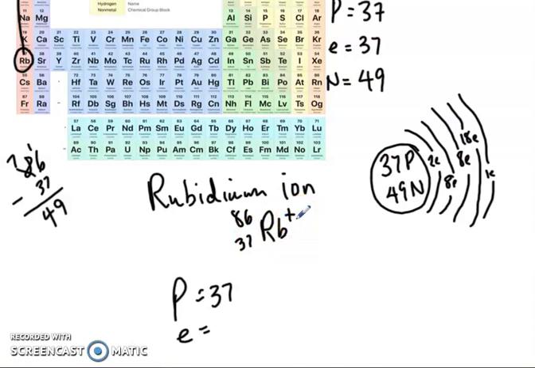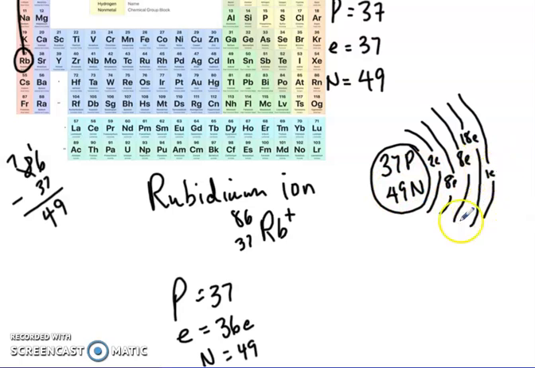You can go look in your notes to double check that, but it has lost an electron if it is positive. So it will be 36 electrons. And then the neutrons, we still have to subtract those. We got the same exact value of 49. Okay, so how will this change? It's going to lose this electron.